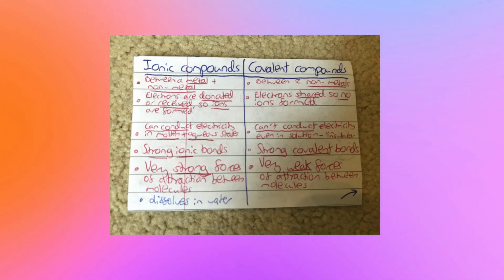In ionic bonding, we can conduct electricity in molten and aqueous states. All or most covalent compounds cannot conduct electricity even in solution. Ionic compounds have strong ionic bonds. In covalent compounds, we have strong covalent bonds. In ionic compounds, we have very strong forces of attraction between molecules. In covalent compounds, we have very weak intermolecular forces. And ionic compounds actually dissolve in water.